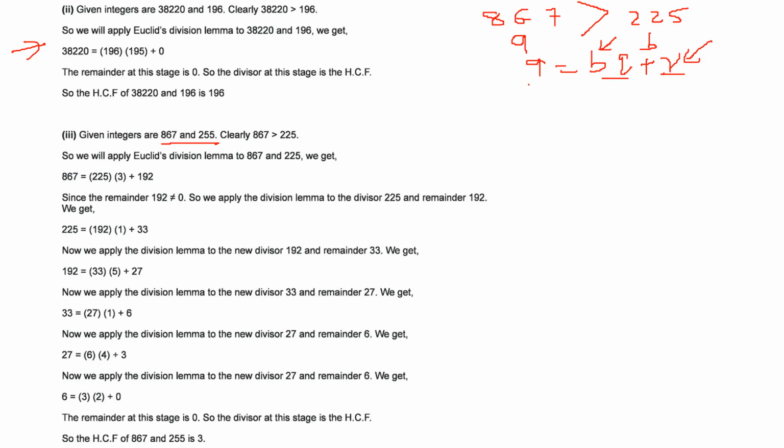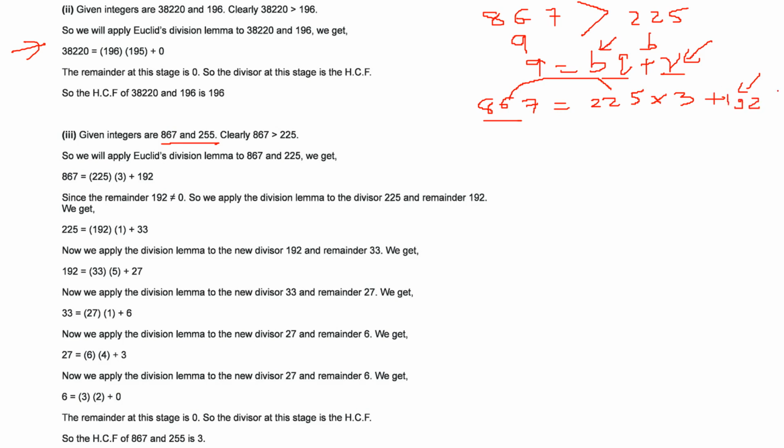So let us start. 867 has to be represented in the form of this, 225 I am writing in the place of B. And I don't know what to multiply. Let us multiply it by 3, because if I multiply by 4, it goes past 867, that we don't want. So 225 into 3, and if you are not aware what has to be taken here, you just subtract 867 with 225 into 3. So you get 192.